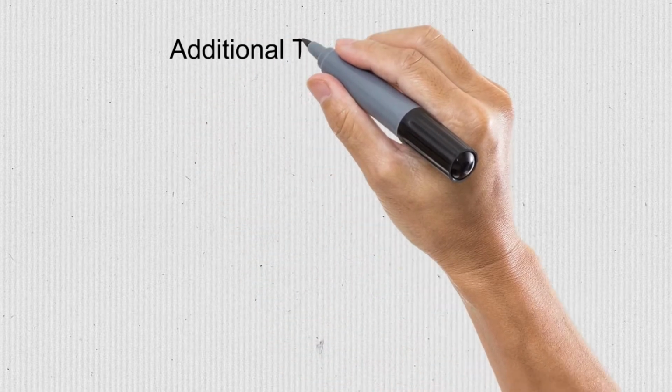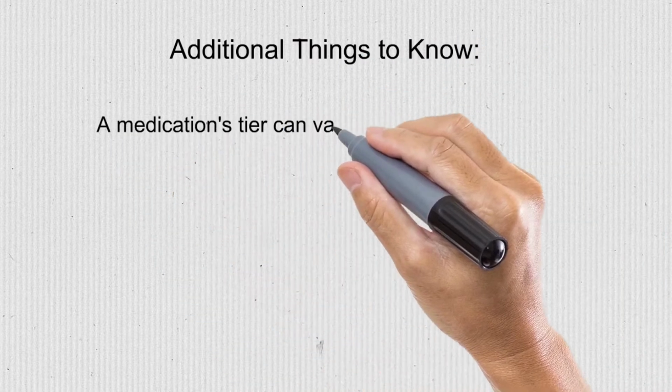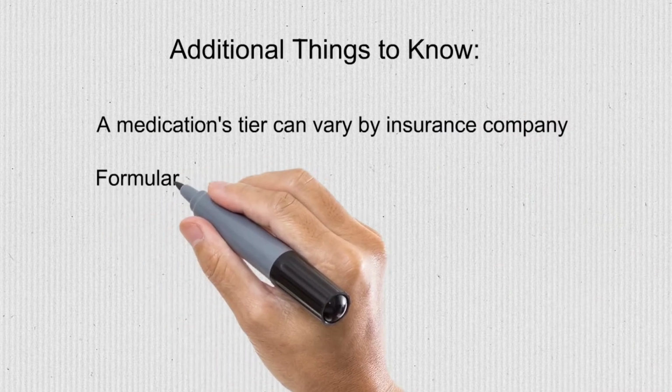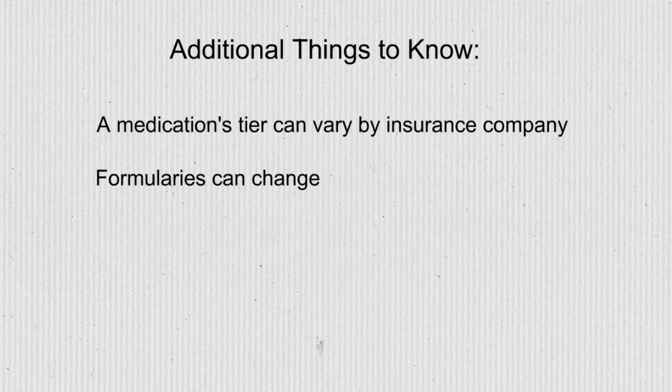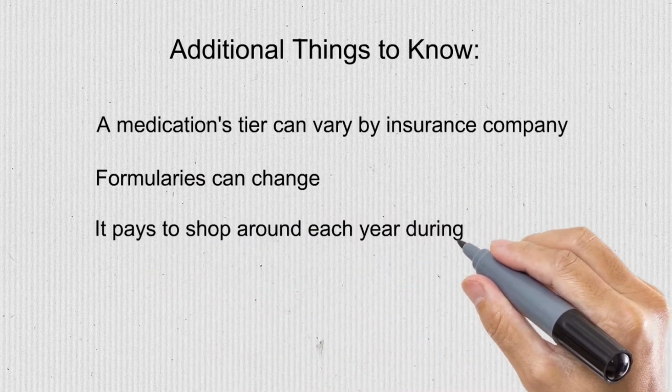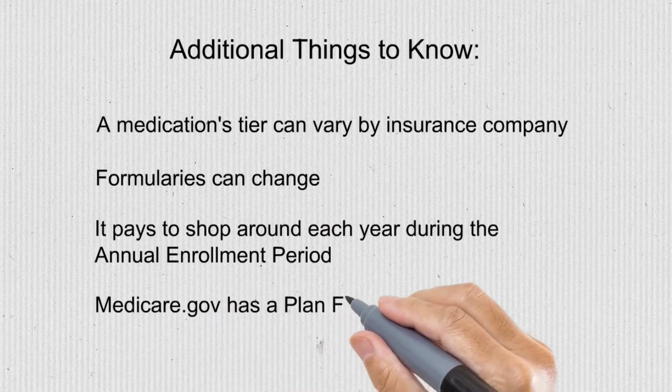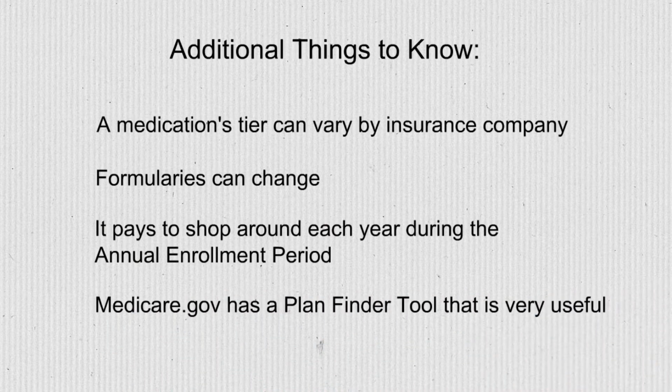Additional things to know are a medication's tier can vary by insurance company. You'll see one company will have a medication at tier 1, another tier 2. Formularies can change, typically not throughout the year, but that can happen. It pays to shop around each year during the annual enrollment period to make sure that you're on the right plan for the following year. And Medicare.gov has a plan finder tool that you'll find very useful.